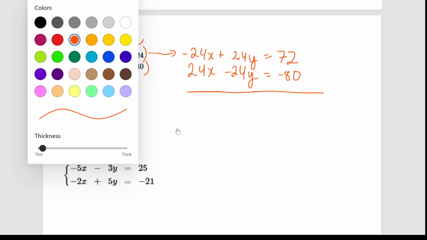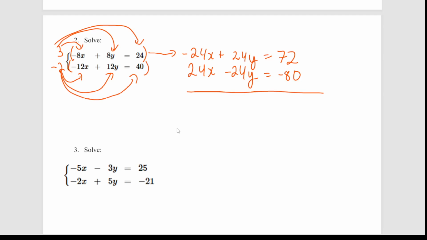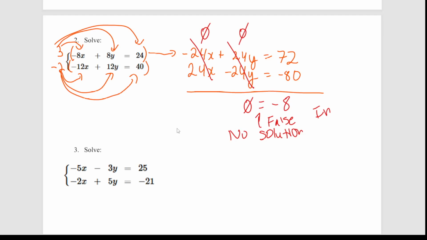Then when we add straight down, this is when one of the special case scenarios happens, because negative 24x plus 24x eliminates to make 0. Positive 24y minus 24y eliminates to make 0. So I'm left with 0 is equal to positive 72 minus 80, which is going to give me negative 8. And this is a false statement because the last time I checked, 0 does not equal negative 8. So this is no solution. These would be considered inconsistent.